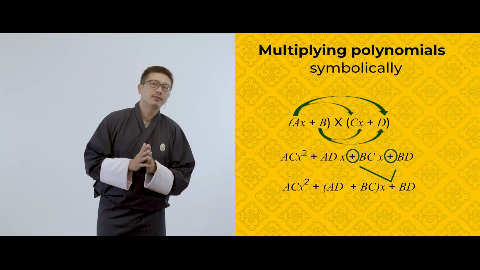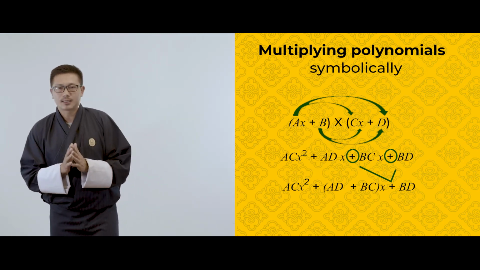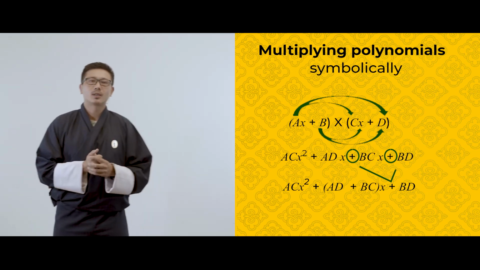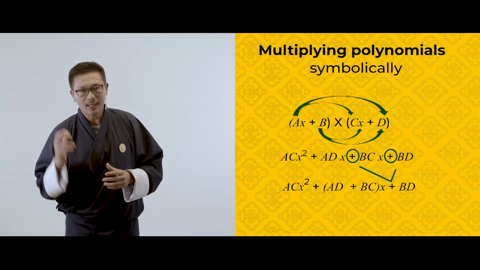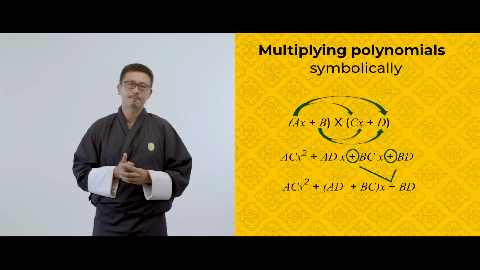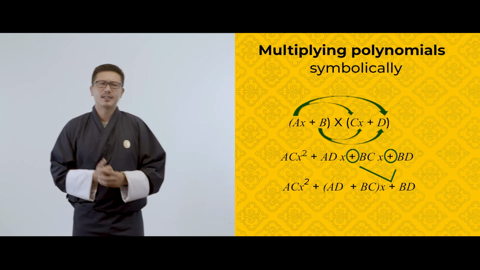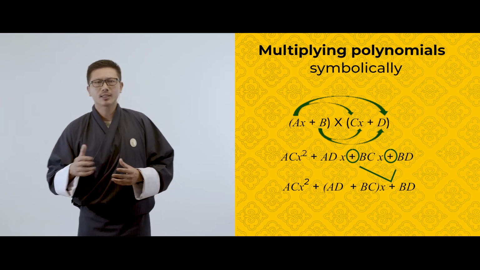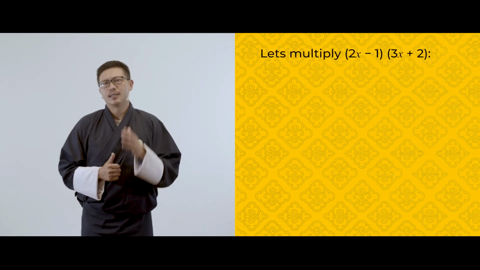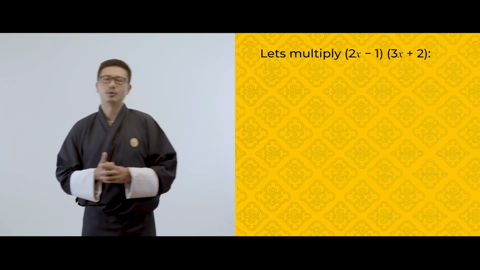So lastly, we have ac x squared plus, within brackets, the two coefficients, ad plus bc with the variable x, and then finally the constant value, that is bd. Using the same exact idea that we just discussed, let us multiply polynomials symbolically in the question given. We have 2x minus 1 times 3x plus 2.